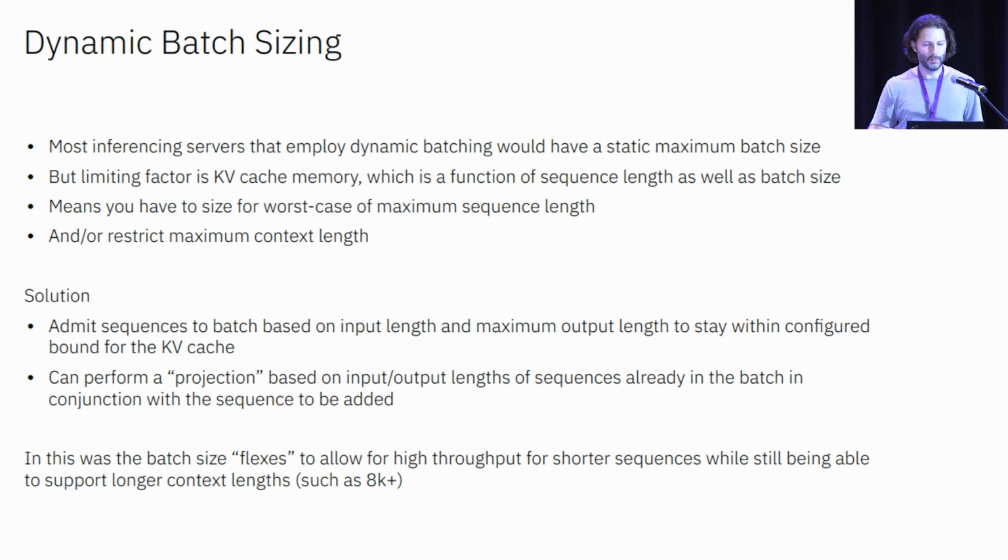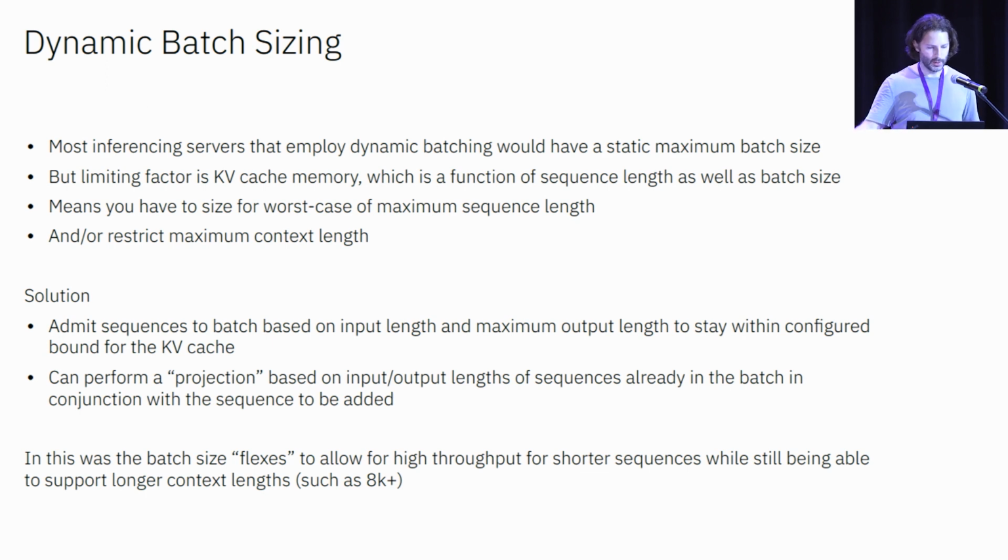The trouble with that is that the memory that is the limiting factor is a function of the sequence length as well as the batch size, the number of things in the batch. So if you were restricting the batch size, you'd have to figure out what's the longest sequence length I want to support, and then you need to size your batch quite small to accommodate that.